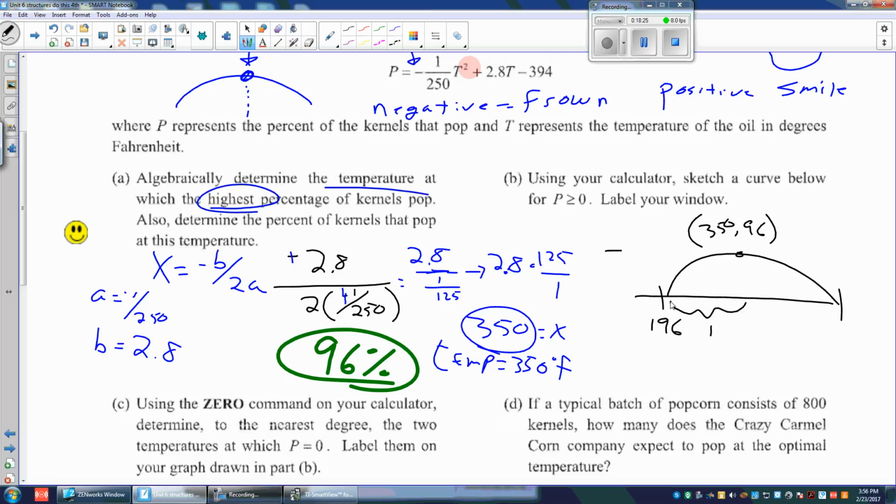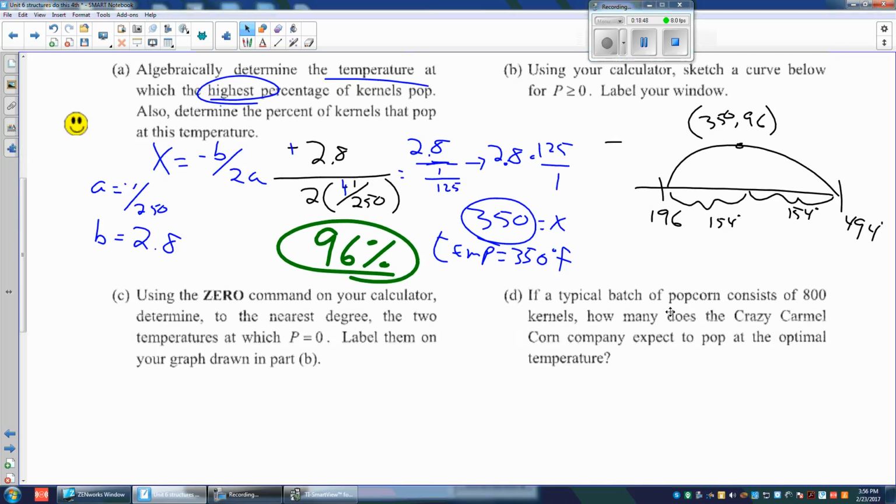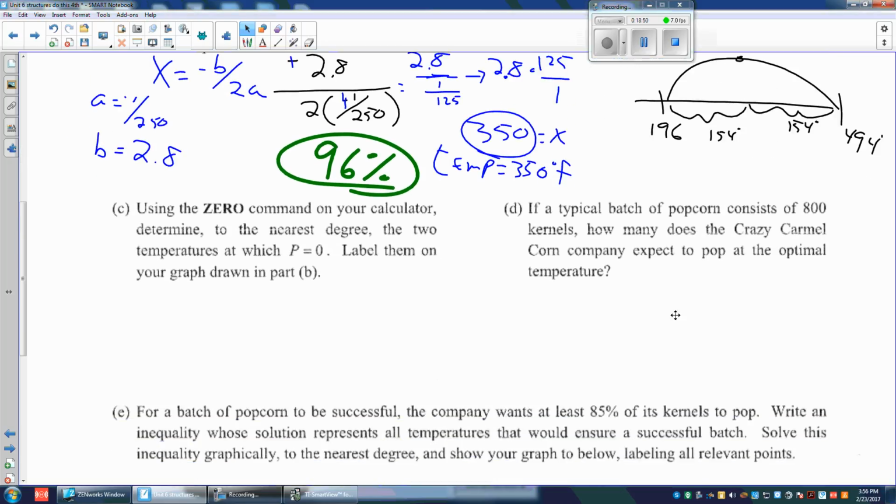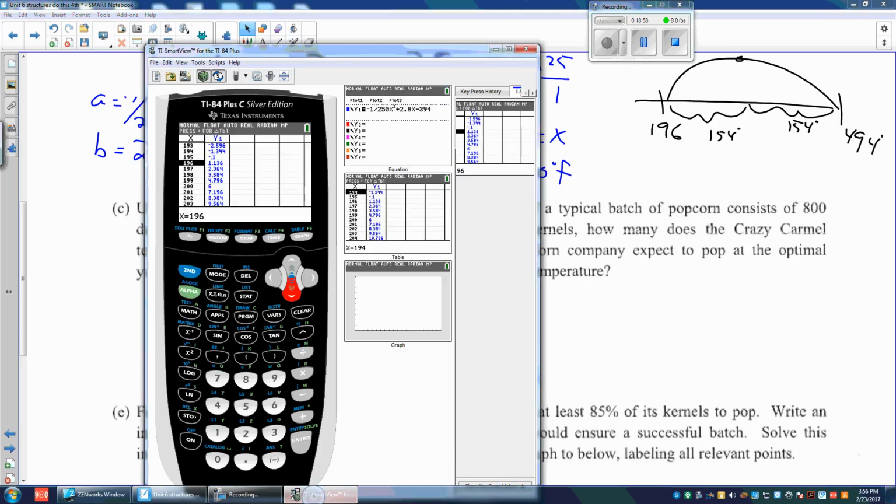This right here is 154 degrees. So that right there has to be 154 degrees. So 350 plus 154 is 494. There we go, I labeled it. If you've got a question about that, ask. You can use your table and scroll down to see where it is. It's right around 494 degrees. Using the 0 command on your calculator, determine to the nearest degree the two temperatures at which it is exactly 0.